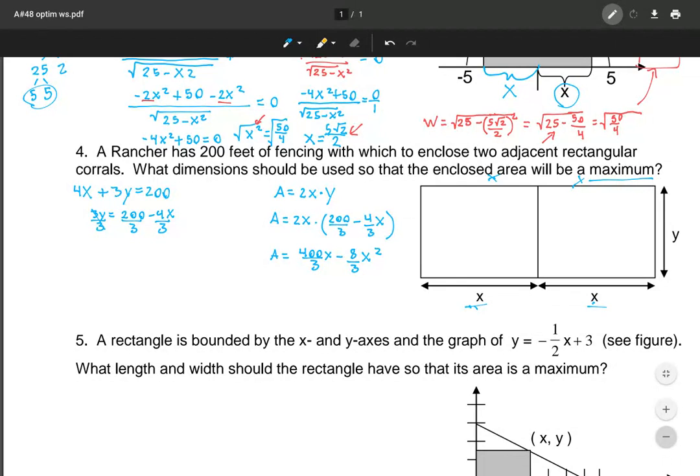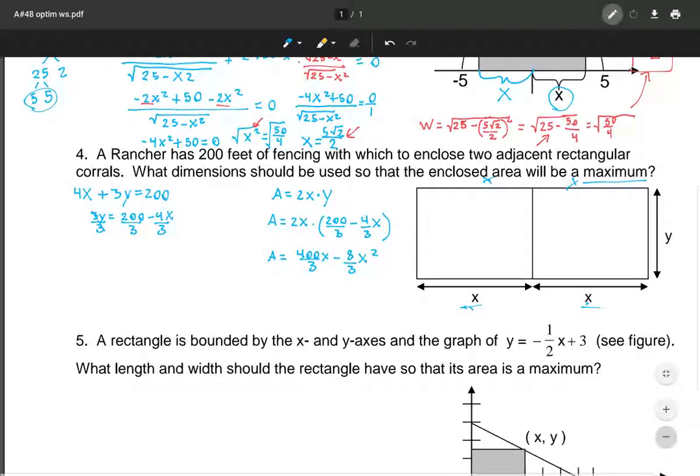Okay, so I'm going to now take the derivative of that and set my derivative equal to 0. Now the derivative of this right here is just going to be 400 over 3 because the derivative of x is just 1. Okay, so in this case, we're going to call this dA/dx for fun. And then the derivative of this right here, remember this 8 over 3 is just a constant. So you just take the derivative of x squared and then multiply that times 8/3. So that's going to be 16 over 3 x. Okay, so hopefully not too terrible.